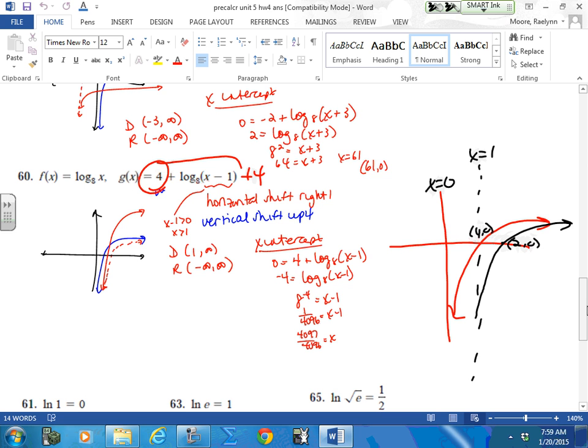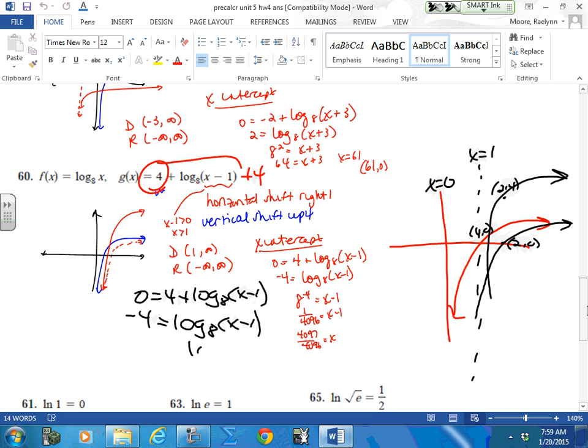Vertical shift up 4. I take this guy, I move him up 4. This is the easiest point for you to judge by. So 2, 4 is up here. So now, there's my graph. There's my new graph. Did I change my domain or anything by doing a vertical? No. I changed my intercept. So now let's find your intercept. Okay, let's move this over. Log equals exponent. What's the base of your log? What's your exponent?